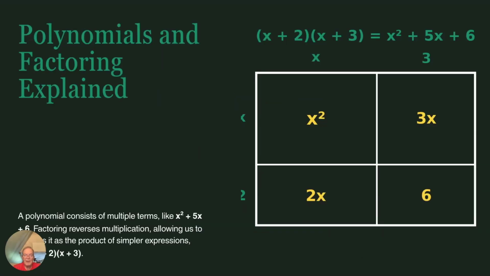Next up are polynomials and factoring. A polynomial is just an expression with multiple terms, like x squared plus 5x plus 6. Factoring is the reverse of multiplying things out. You're breaking the expression back down into simpler pieces, like x plus 2 times x plus 3. This one trips up a lot of students at first, but it's really just a puzzle of finding two numbers that multiply and add to match the ones in front of you.